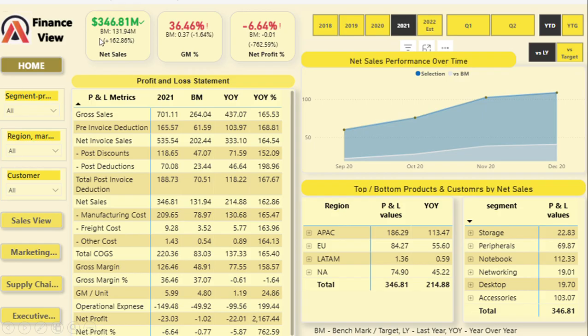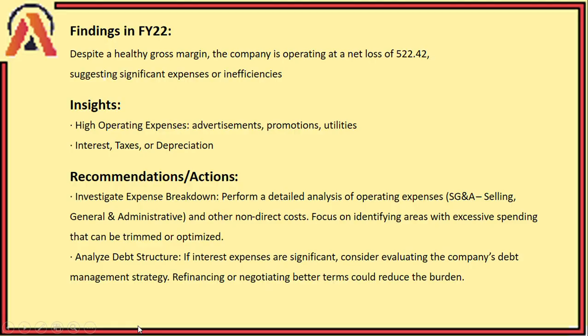So this is how the financial KPIs cover the main important metrics like net sales, gross margin percentage and net profit. Here we can see that though our gross margin looks good, the net profit is negative. So despite a healthy gross margin, the company is operating at a net loss, suggesting significant expenses or inefficiency. So we need to look at the high operating expenses. The recommendations will be to investigate the expense breakdown and analyze the debt structure.